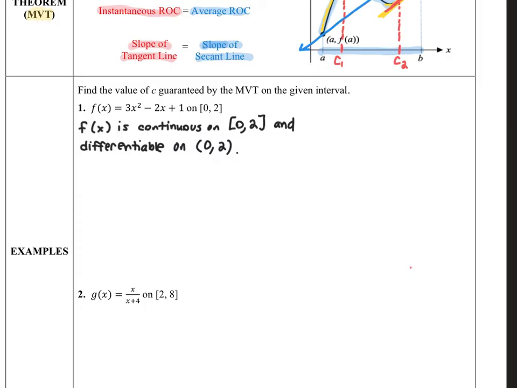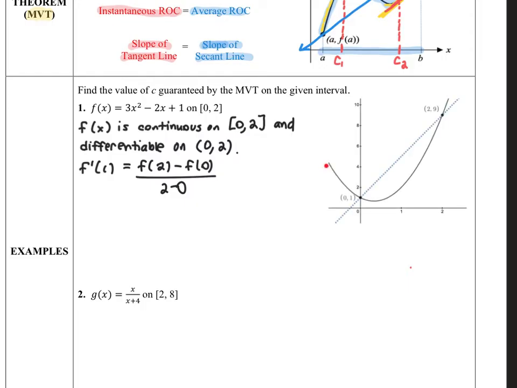My interval is from 0 to 2, so that's my a and my b. Before I continue on, let me pull in a picture so you get an understanding of exactly what we're doing here. Here's a graph of f of x. This is that quadratic that we have. My interval is going from 0 to 2, so these are my endpoints, and that's where I drew this secant line, which is the blue dotted line here.